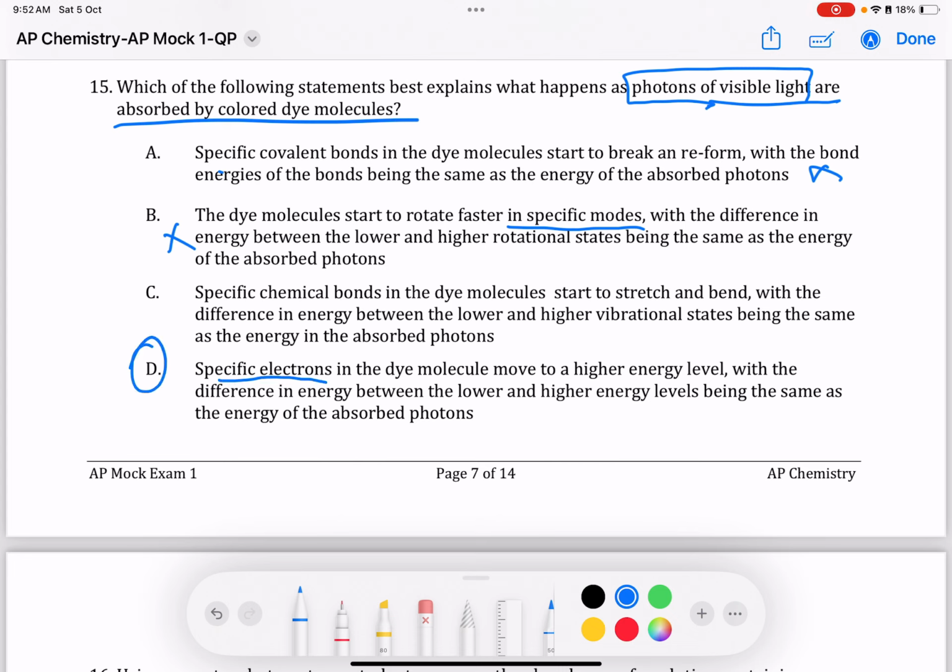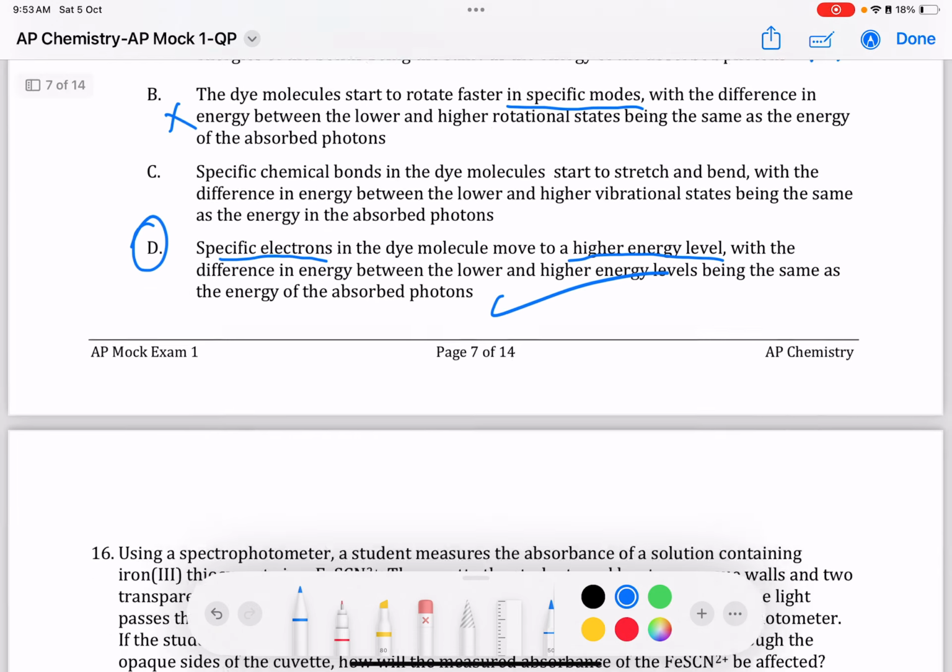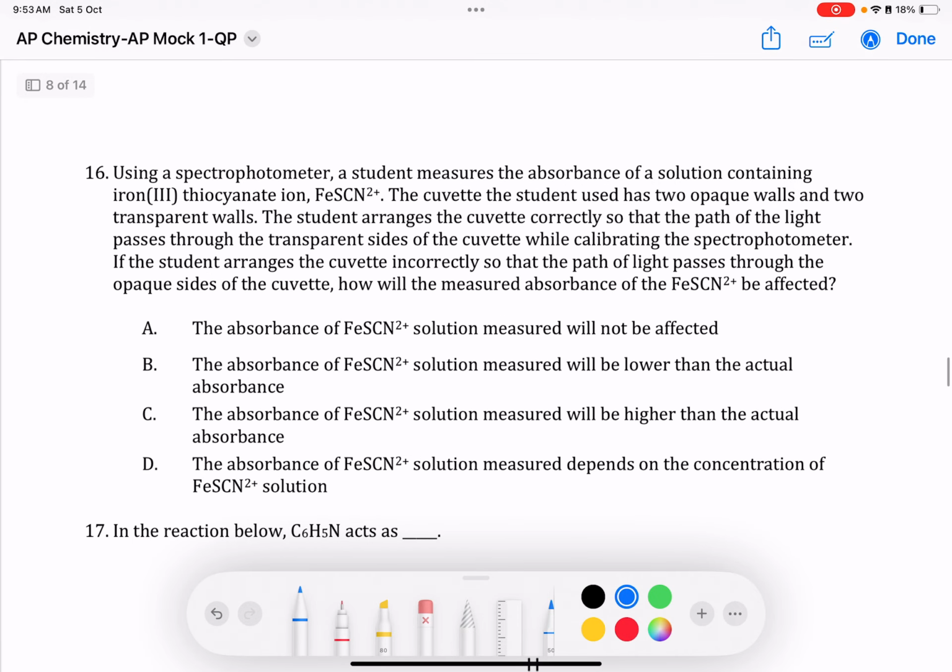Certain electrons in the dye molecule move to a higher energy level upon hitting it with a light, with the difference in energy between the lower and higher energy levels being the same as the energy of the absorbed photon. So this is the correct answer. Moving on.